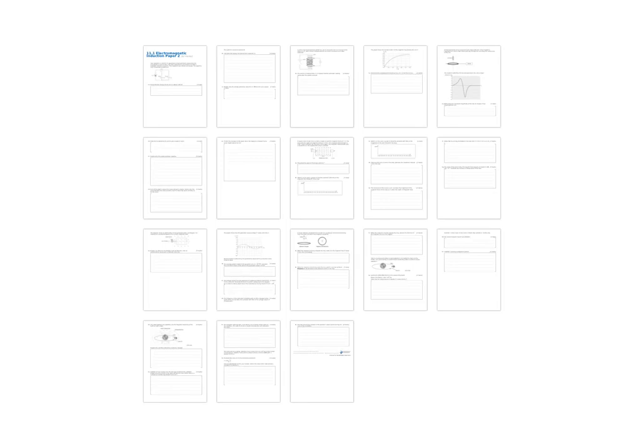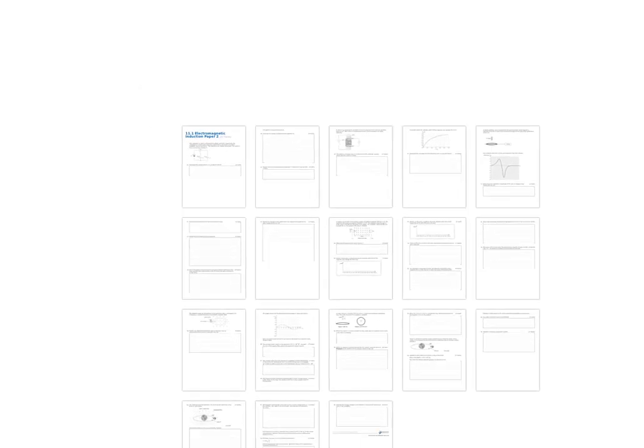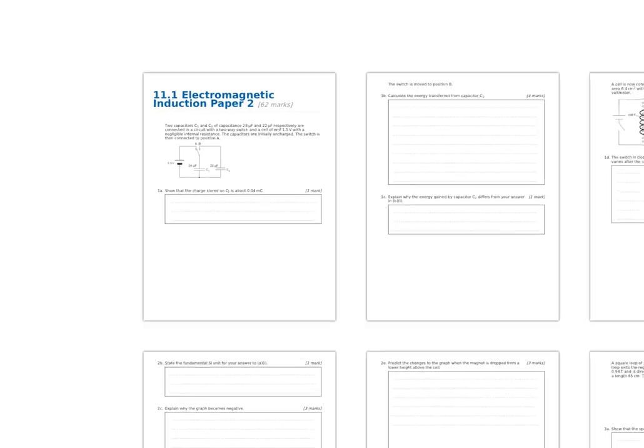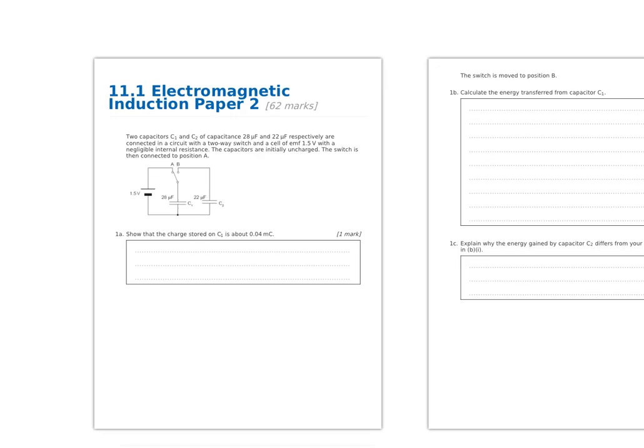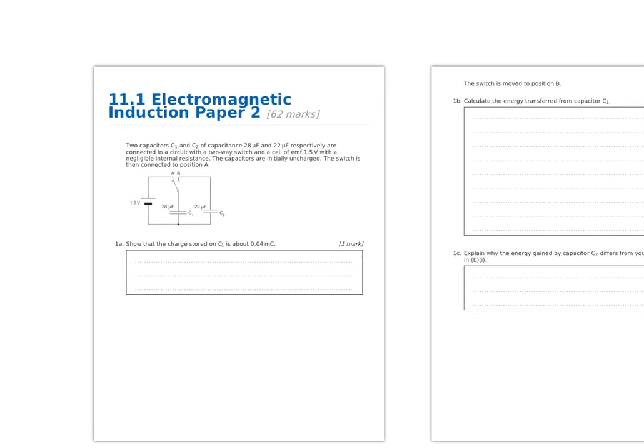Okay, so here we have 11.1 electromagnetic induction, paper 2 questions. So we begin at the beginning. We have a circuit involving capacitors. We haven't done capacitors yet. They are part of topic 11, but there is a part where I believe there's an EMF portion of this. Let's take a look.